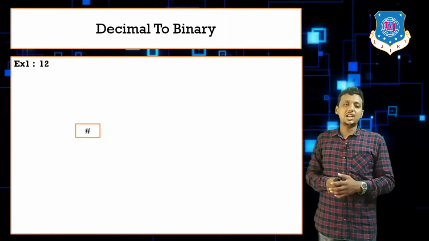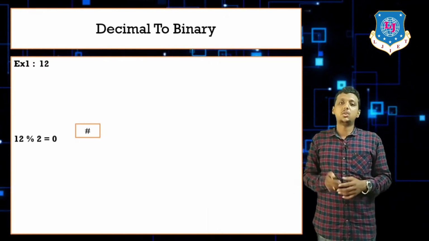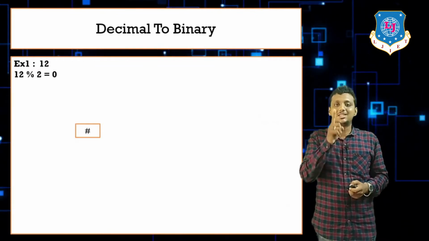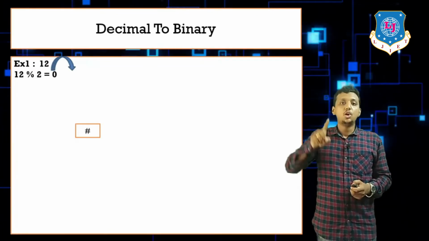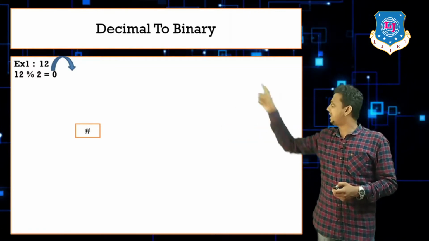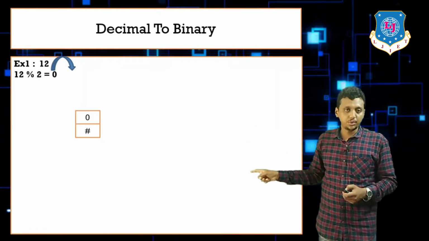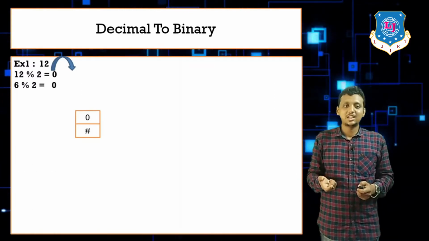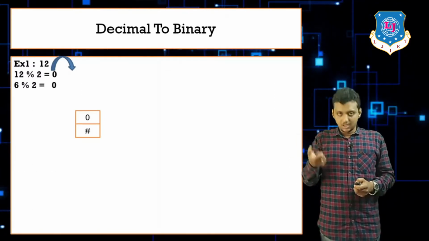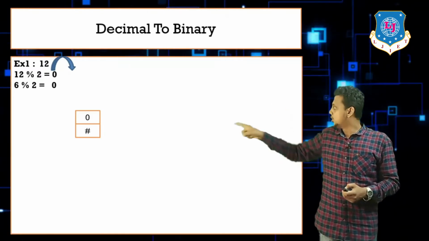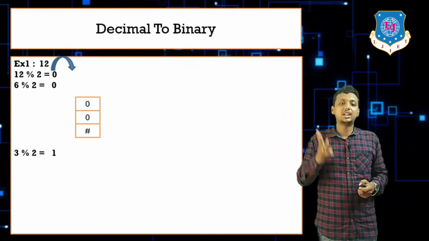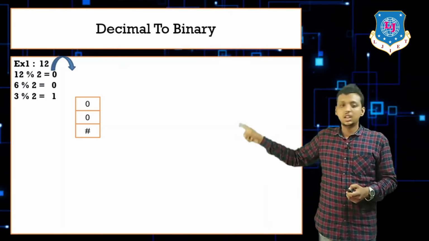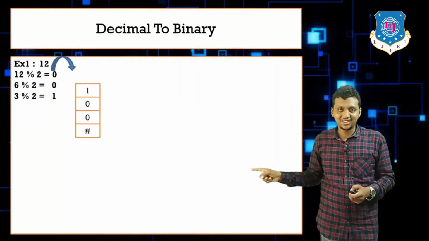So the first step is to initialize the stack with hash. Now take the number 12 modulo 2. The remainder, students, is 0. Push the remainder inside the stack, that is 0. Next, whatever the data you get, there is 6. So 6 modulo 2 is again 0. Push inside the stack. We get 3. Next, 3 modulo 2 gives 1. Again push inside the stack.